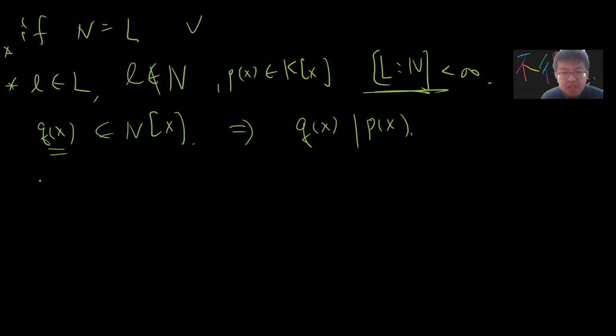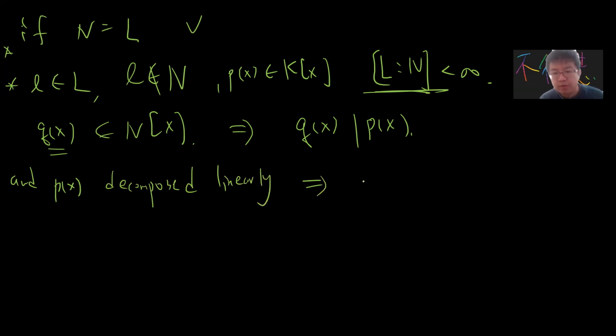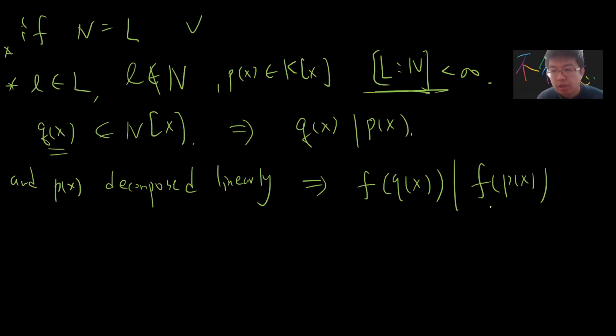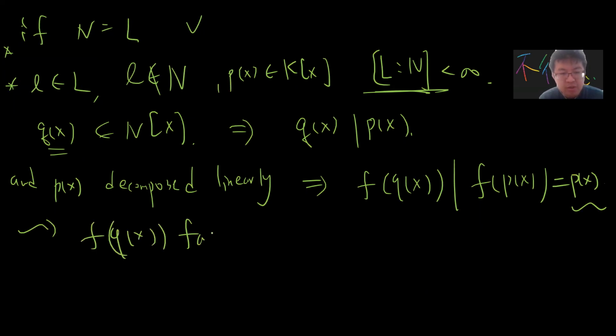Okay. And P of X separates linearly, so it decomposes linearly. So if you take F, you get F of Q of X divides F of P of X. Your F is from N to L, so you can map all the coefficients. And then remember that F is a K homomorphism, so this will be P of X. So this factors linearly, which tells you that F Q of X factors linearly, because this factors linearly. So it's a subfactor. This factors linearly in L.